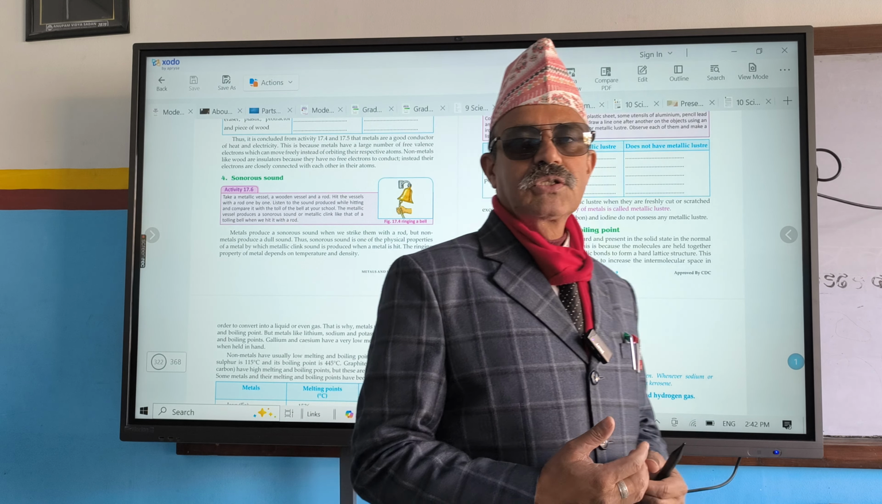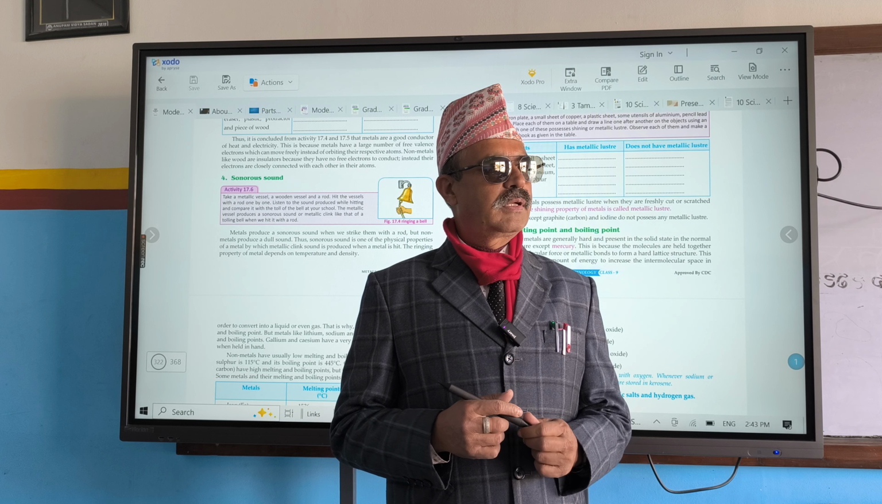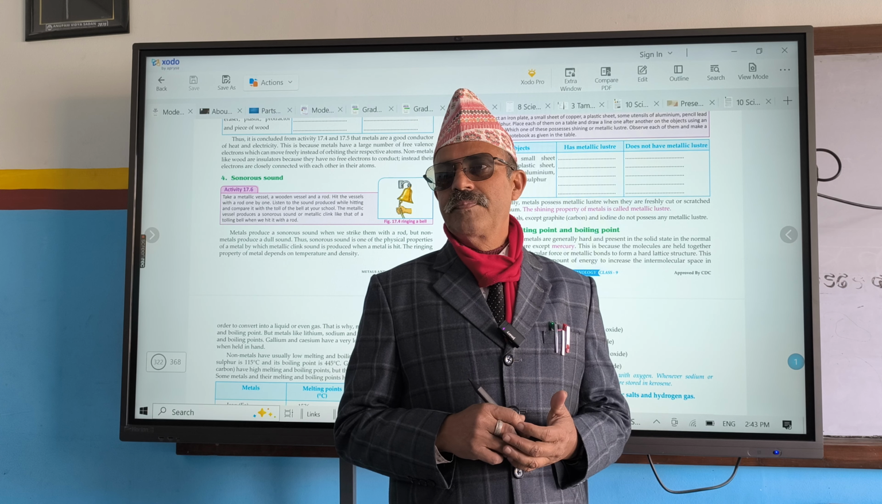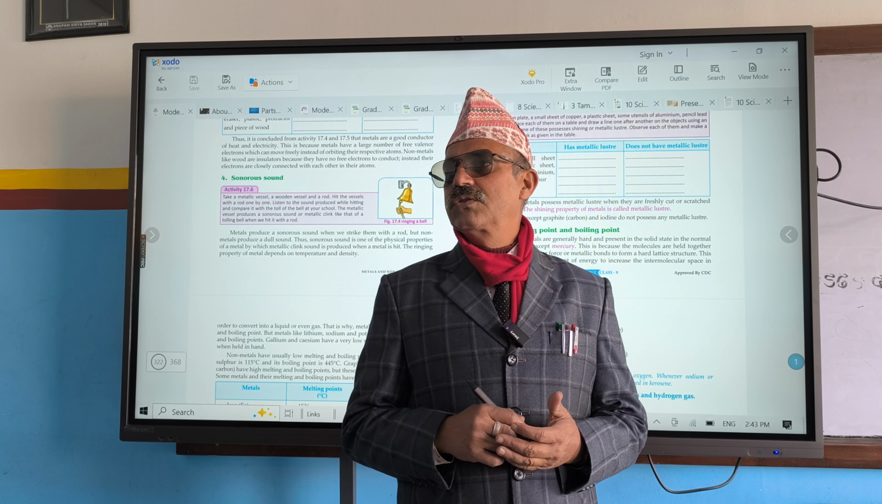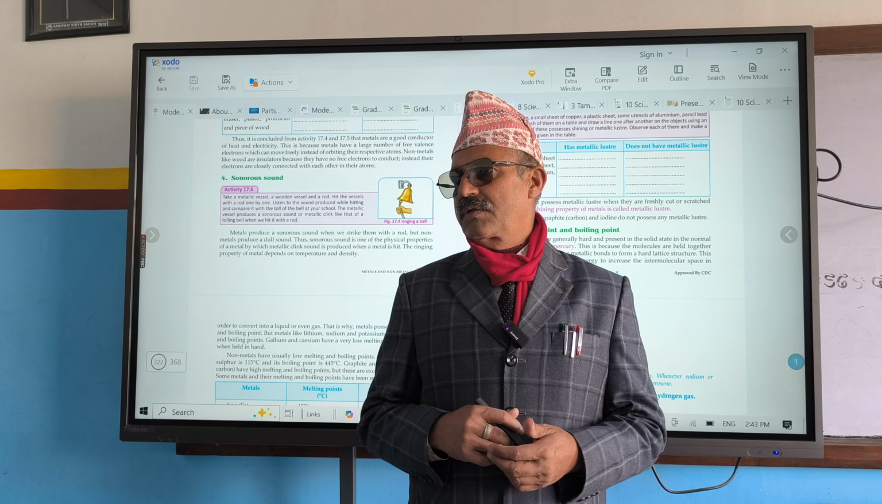Next one, hardness and brittleness. They are hard, but they are not brittle. They are non-brittle. They do not break. Next, sonorous. Sonorous means they produce sound when we strike them with other materials. And the last one is a high melting point and boiling point. They do not change into liquid and gas at low temperature. High temperature is required. That is physical properties.